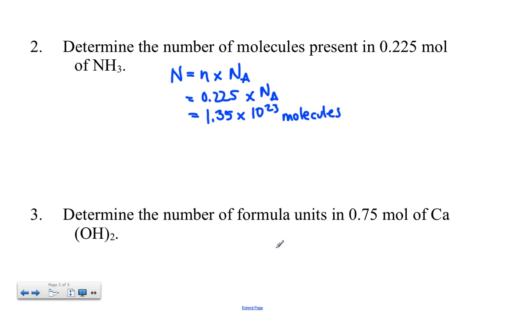In my last example, I'm dealing with an ionic compound, and so I want to know the number of formula units. So my formula is calcium hydroxide. I know it's an ionic compound because it has a metal in it. Again, I'm using the same formula. This time, I only have 2 significant digits. So when I report my answer, I need to report it to 2 significant digits and round it properly to 4.5 times 10 to the 23 formula units.